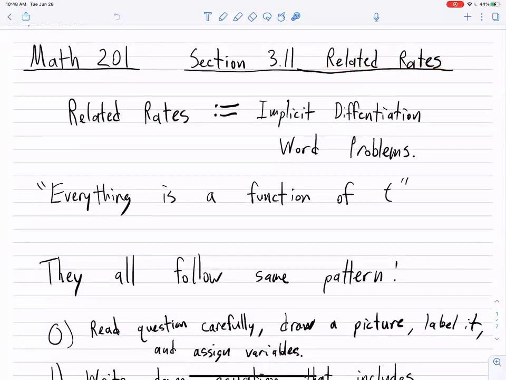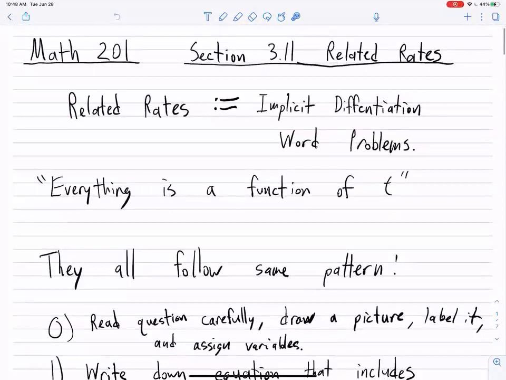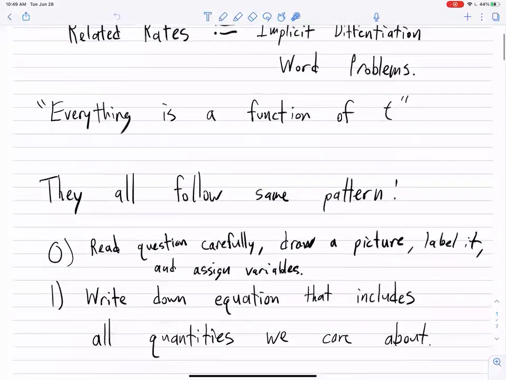And the idea of related rates, what is related rates? You might have heard it before, but the basic idea is they're implicit differentiation word problems. Related rates tends to be a difficult subject because they are word problems. But if you just remember that everything is a function of t, that's kind of what the implicit part is, that we're implying the way these word problems are set up that everything is a function of t, that should help. And they all follow the same kind of general pattern.